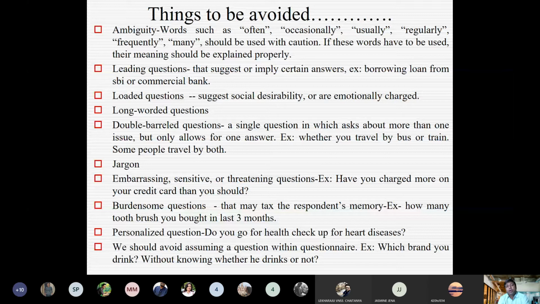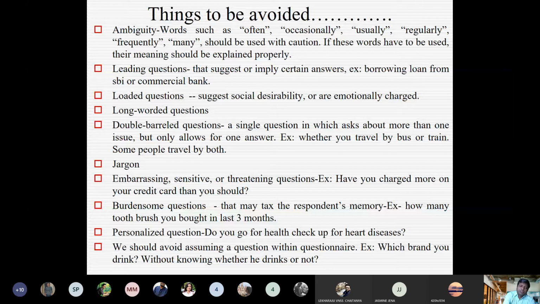Because if somebody will tell occasionally, it may be once in 5 years, it may be once in every month. Maybe. Suppose somebody told often, what does it mean? What is the frequency of that often? What is the meaning of usually? What is the meaning of regularly? So that's why all this kind of terminology you should avoid, because this kind of question usually comes and people use it to give answer. So this is very ambiguous.